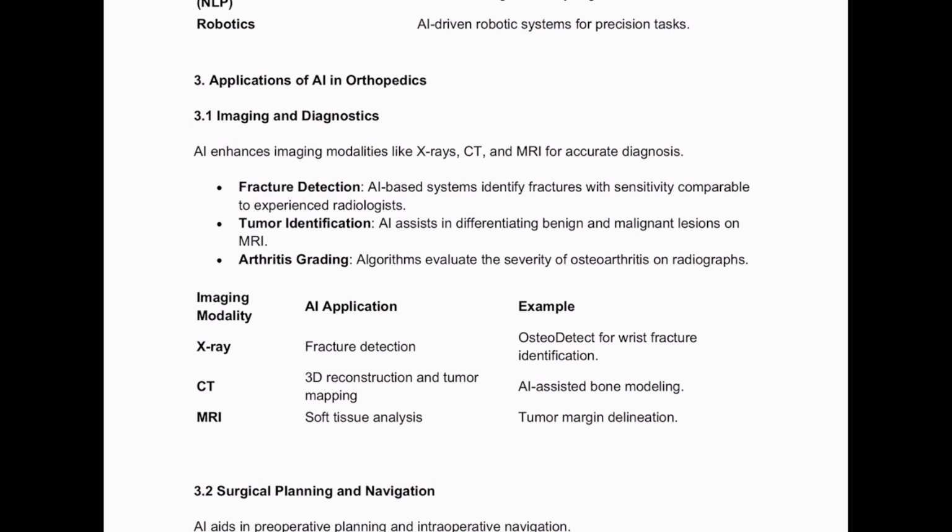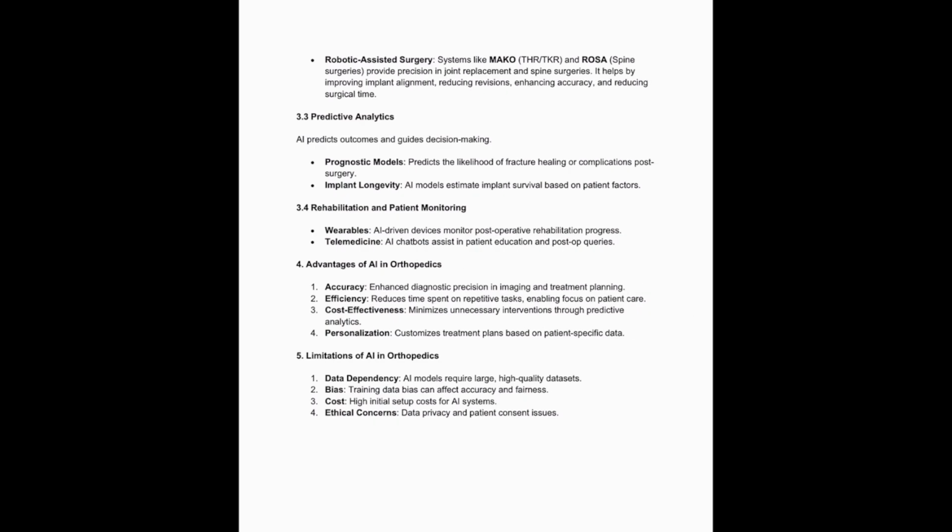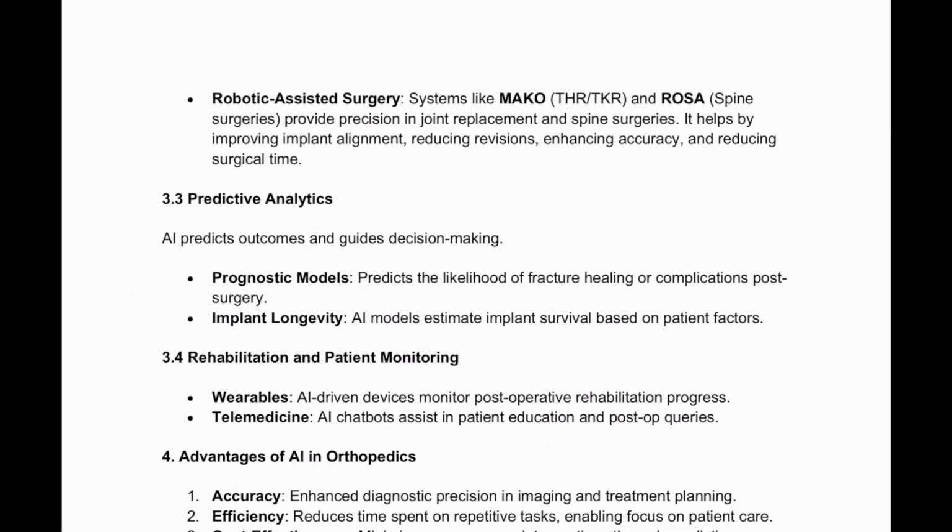Then AI is also used for surgical planning and navigation, which comes under the intraop application. So you can make 3D models using AI according to the patient specification. Then AI is also used in robotic assisted surgery, and there are two systems that you need to learn. One is the Mako, which is used for arthroplasty, and one is the ROSA, which is used for spine.